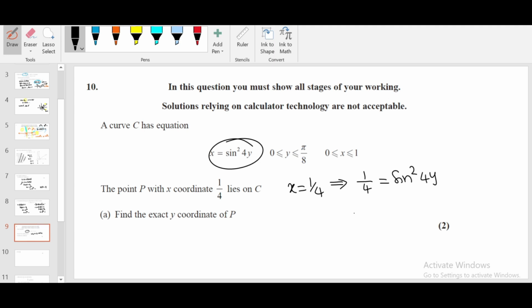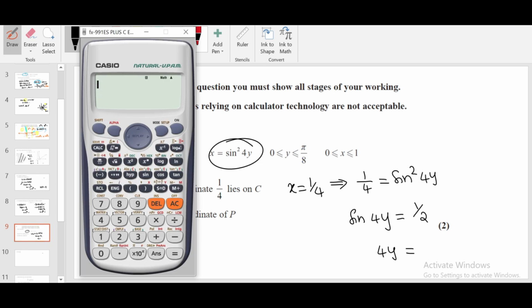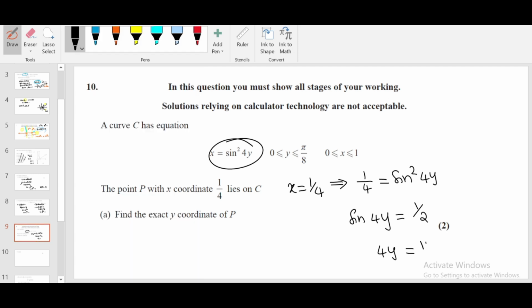So sine 4y is square root of 1 over 4. We will take only the positive, 1 over 2. And then 4y is equal to sine inverse of 1 over 2. I'm going to use the radian mode. Sine inverse of 1 over 2 is pi over 6. So from here we will find y is equal to pi over 24. That's all. It's a 2 mark question. Let's move on to the next part now.